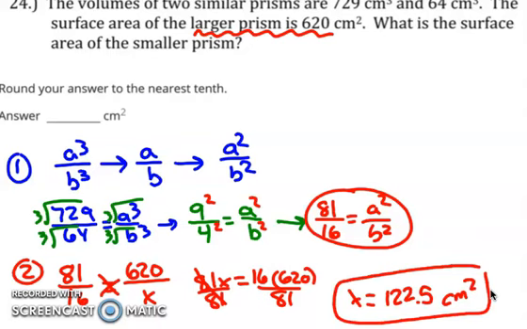You got to get the appropriate ratio. If you need to find an area, you need the area ratio. If you need to find a volume, you need the volume ratio.